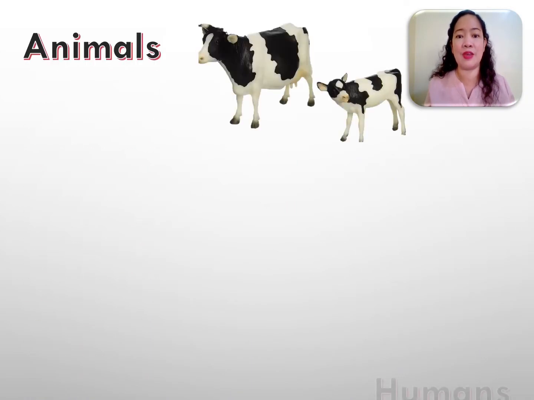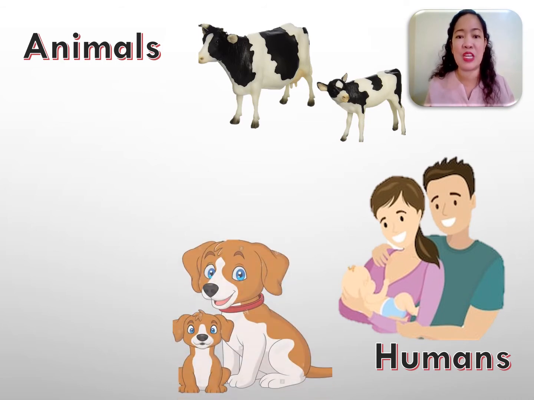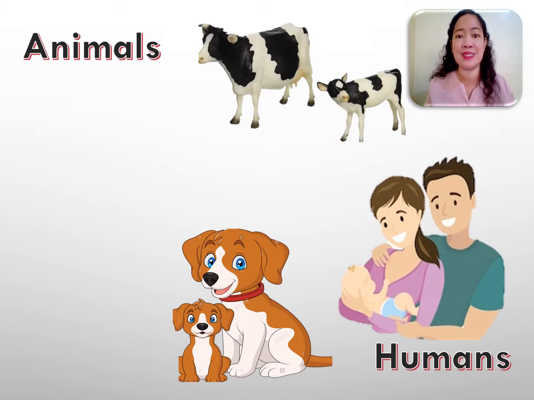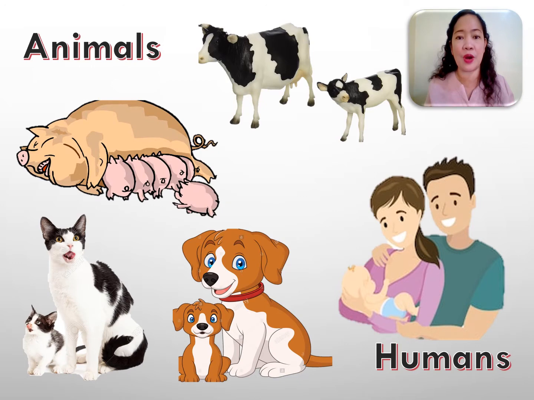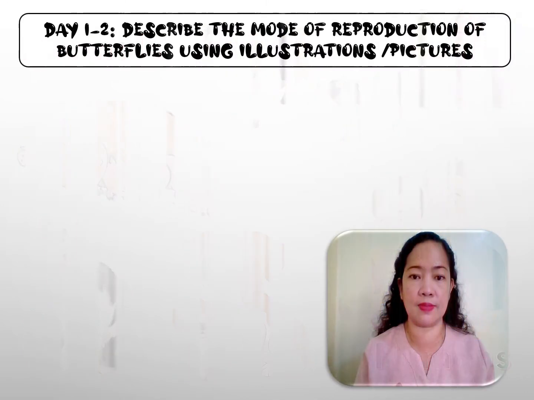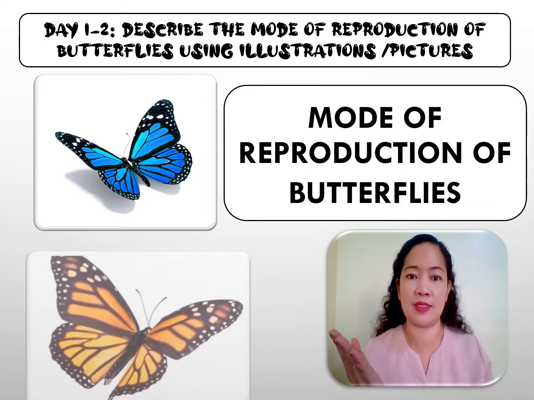Animals, like humans, also reproduce to increase and propagate their kind. Have you seen your pet dog give birth to puppies? Or your cats to kittens? In the farm, have you seen a cow suckling its calf? Or piglets suckling milk from their mothers? In this new lesson, you will learn about the mode of reproduction of butterflies.